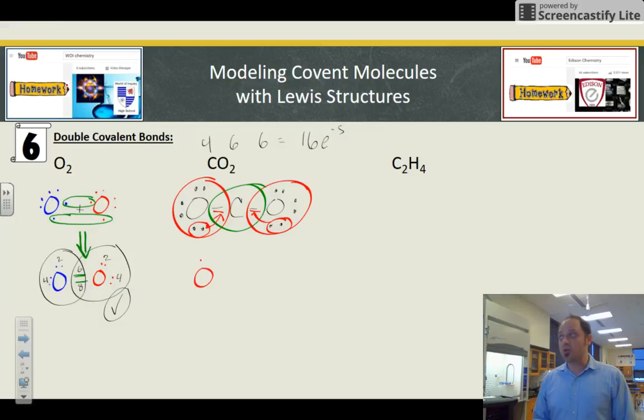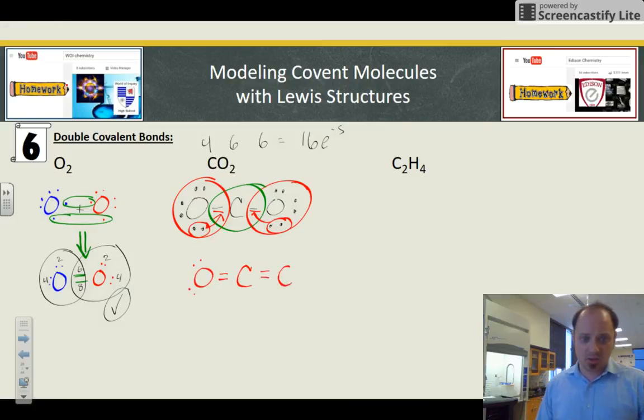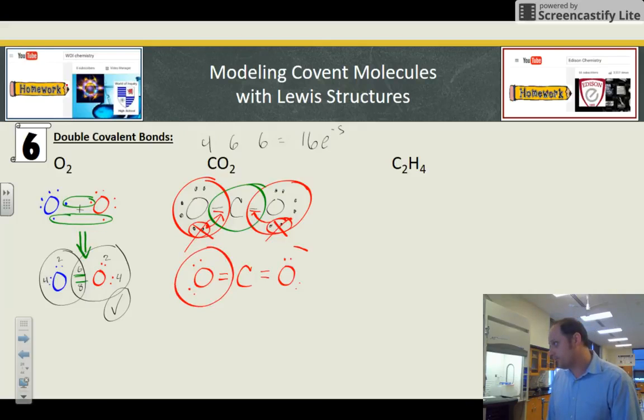And so when he redraws our molecule, there are double bonds between the carbon and the oxygens. And when he counts his octets again, he has full octets on all 3 atoms that are involved. Okay? And that's how you would get this done.